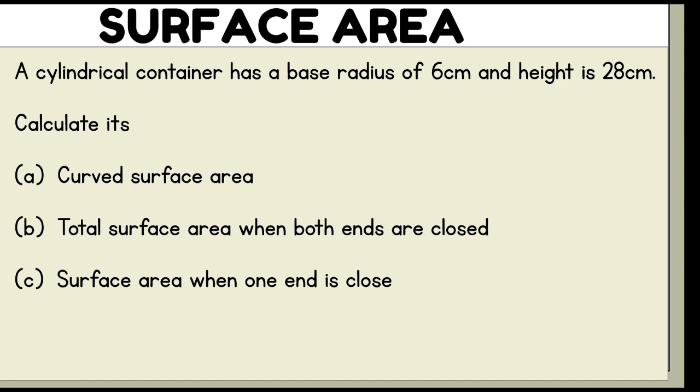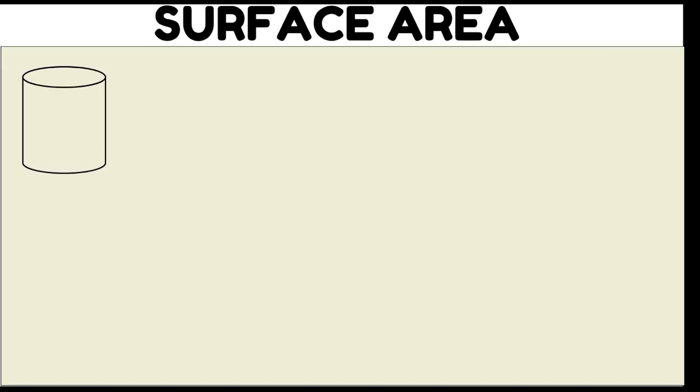Now, let's look at this question. It says a cylindrical container has a base radius of 6 cm and the height is 28 cm. We are asked to calculate A, the curved surface area, B, the total surface area when both ends are closed, C, the surface area when one end is open. We have our diagram, the height 28 cm, the radius 6 cm. Okay, let's solve.